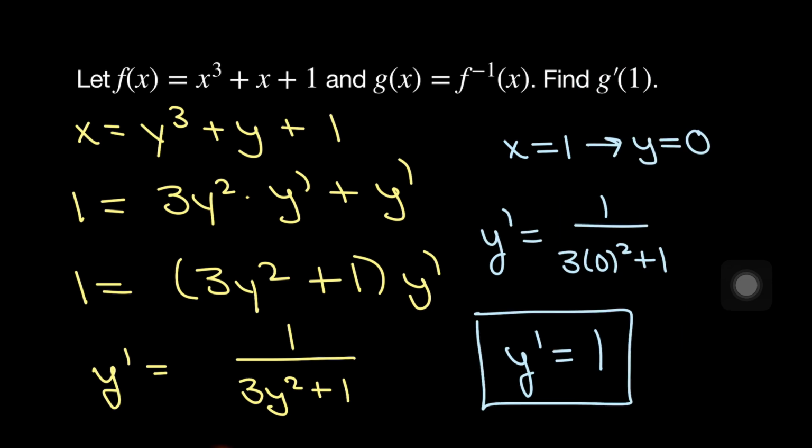And so to find my derivative, I'm going to plug y equals 0 into my expression 1 divided by 3y squared plus 1. And I end up getting 1 over 1, or 1. So my derivative of the inverse of this function is 1.